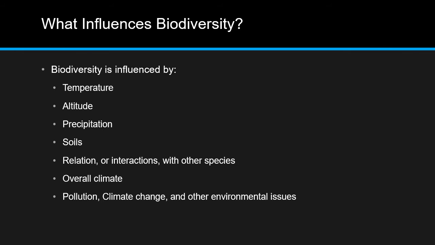And all of this factors into the overall climate we have in an area, and that is what really determines biodiversity.